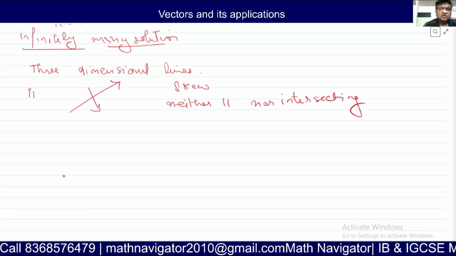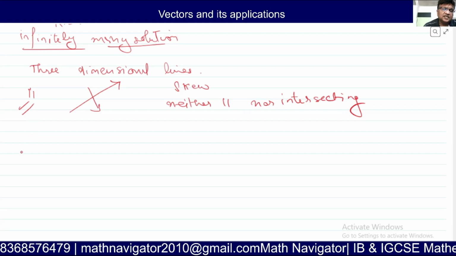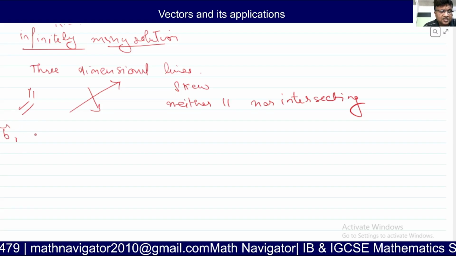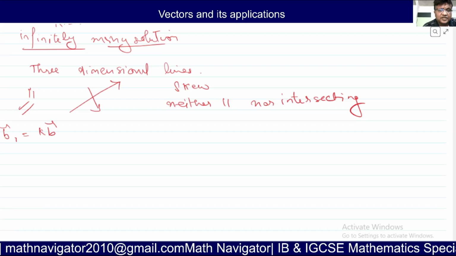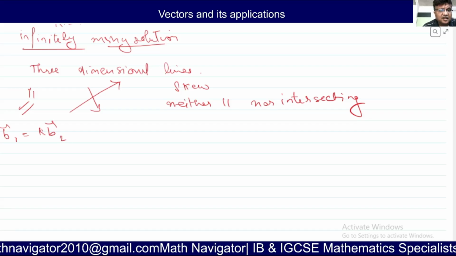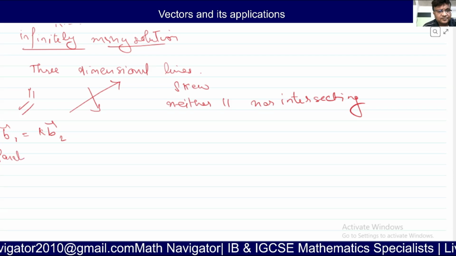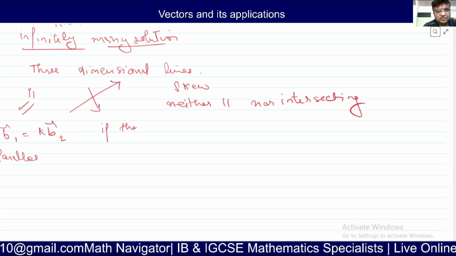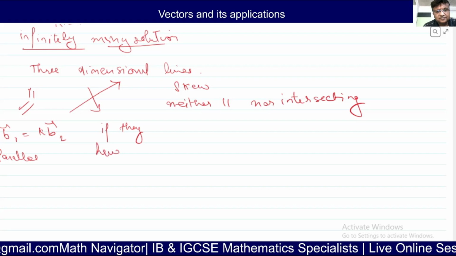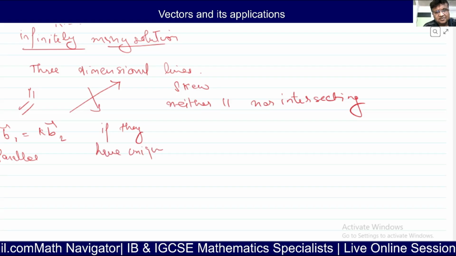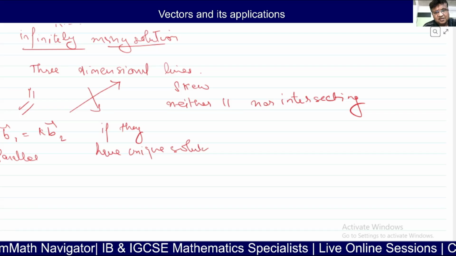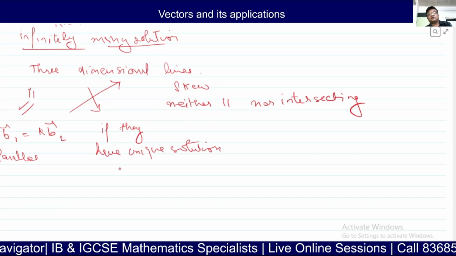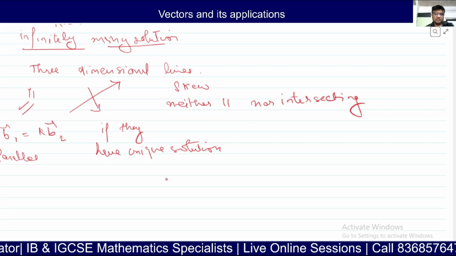right? So parallel means if the direction vectors are multiples of each other, that means vector b1 is equal to k times vector b2, then they are parallel. Intersecting means they have a unique solution. And skew means they are neither parallel nor intersecting, we call them skew.